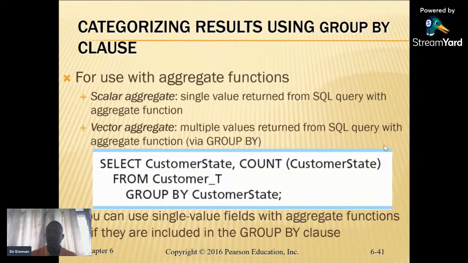Then we have categorizing results using group by. Select customer state, count from the customer table, and then you group by customer state. A query without group by would return a single value, which is the total number of customers. That would be the sum of all the individual numbers returned by the aggregate query displayed in this slide.